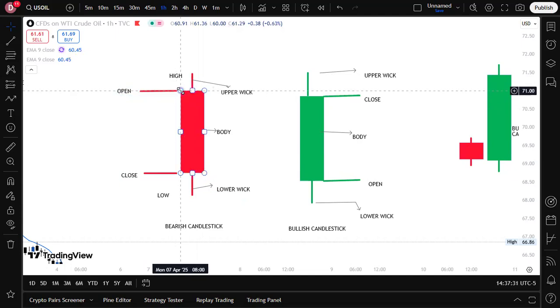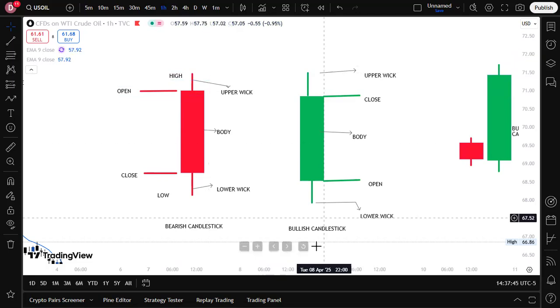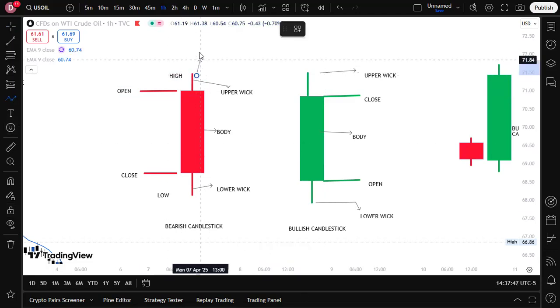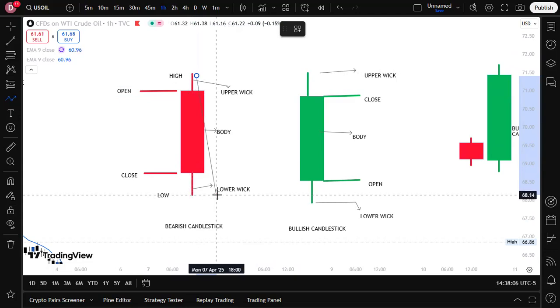So here was our open. This is where the candlestick opened. When it opens, buyers step into the market and push the price all the way up here, but they could not continue pushing it up, up, up. So this was the highest point the buyers were able to push the market. Then sellers step into the market again and push the price all the way down here, within that same time frame, to the lowest point.